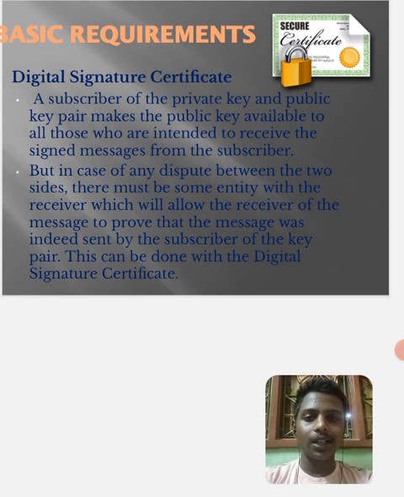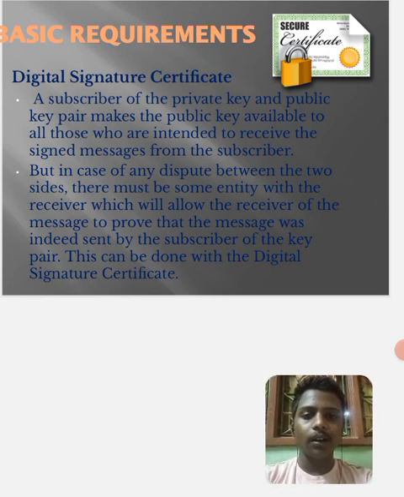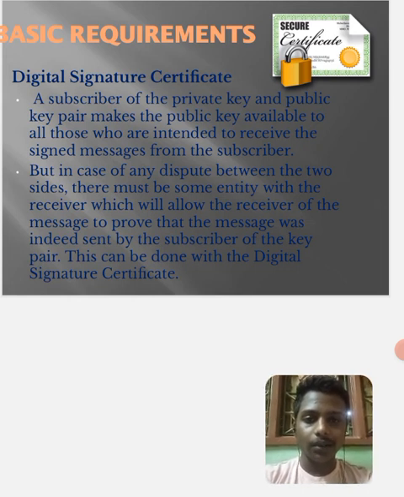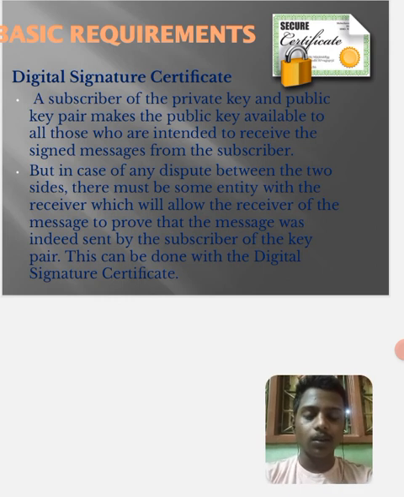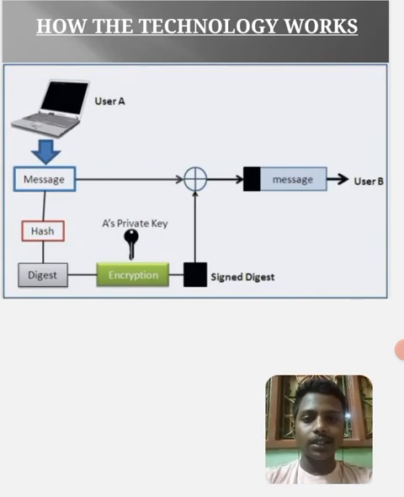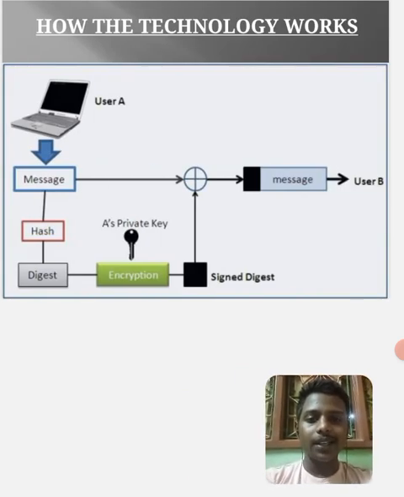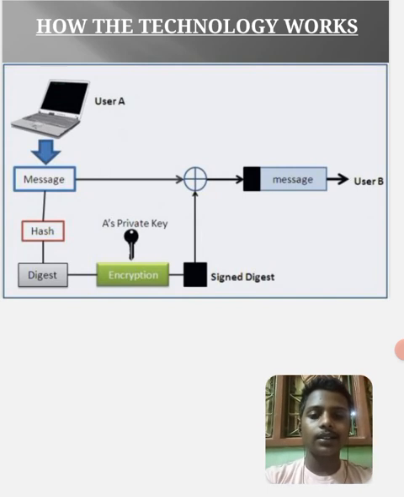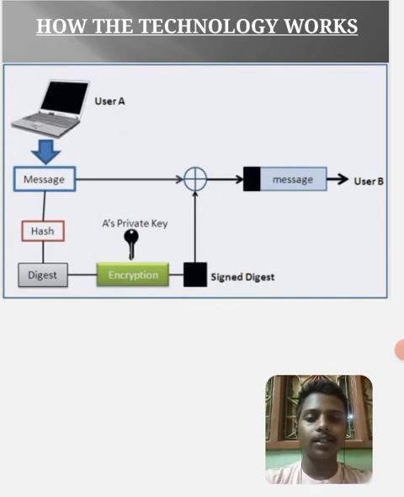Basic digital signature certificate. A subscriber of the private key and public key pair makes the public key available to all those who are intended to receive the signature from the subscriber, who get it from the subscriber, that means who signed. How the technology works, let me see. User A takes the message, the hash function creates a digest, it is encrypted and signed, and the signed digest is sent with the message to user B.